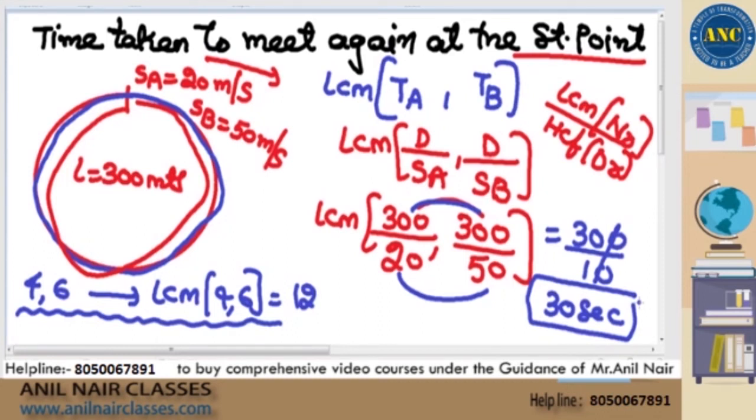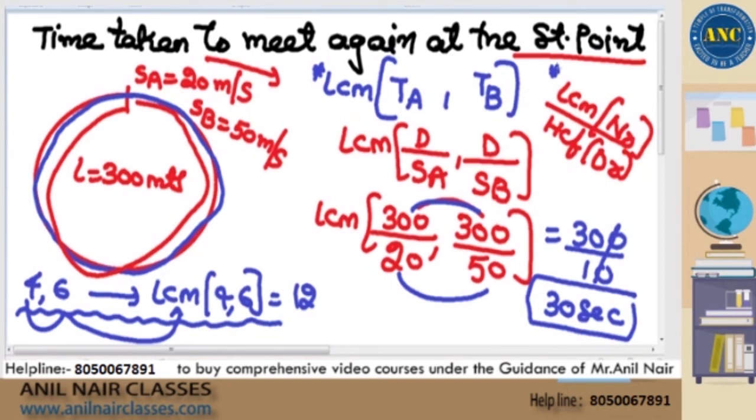Sir, why did you take LCM? That could be one doubt. When will two values be equal? Two values will be equal at their LCM. When will TA and TB be equal? At their LCM. That is the reason I took LCM of TA comma TB. The other doubt you will get is, sir, why is LCM of fractions LCM of numerator by HCF of denominator, which we will see right now.